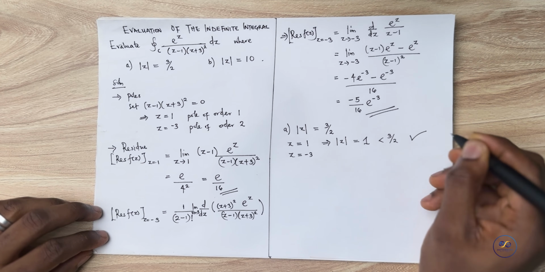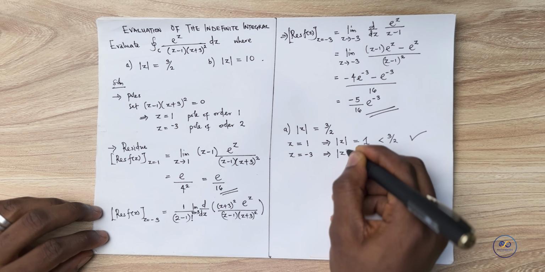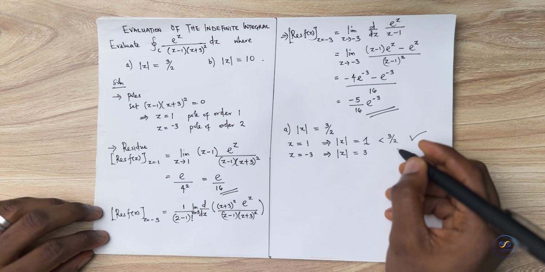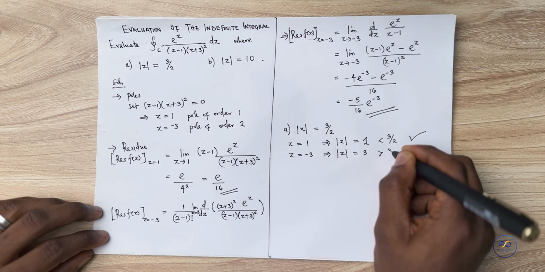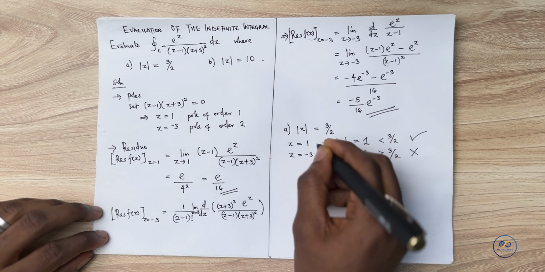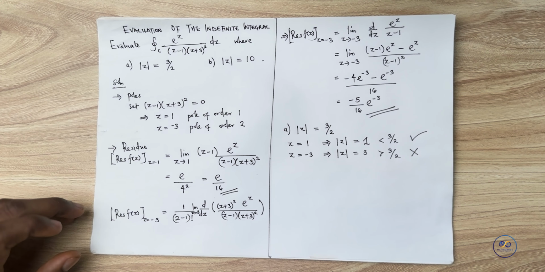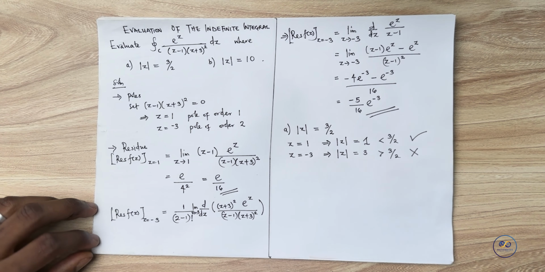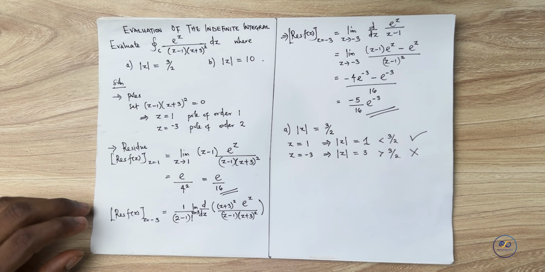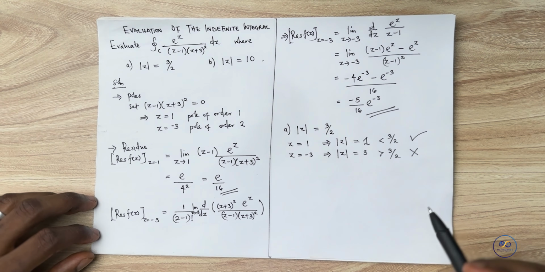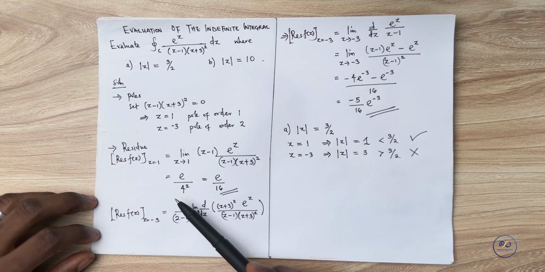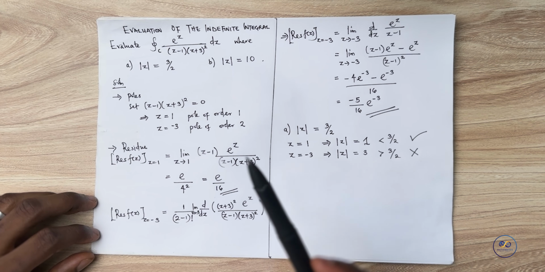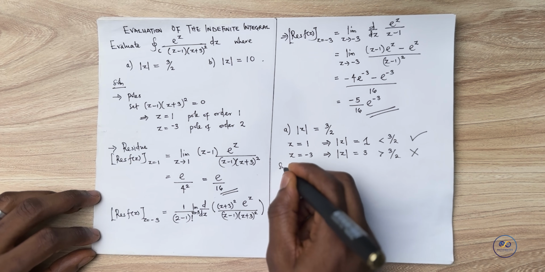This is good enough. For the second one, the absolute value of z is equal to 3, that's the radius. We see that this is greater than 3 over 2. This will not fit into the region. So it means that for the region bounded by the radius 3 over 2, only the first pole will fit in, which means only the residue on the first pole will be used to find the integral. So what does that mean?